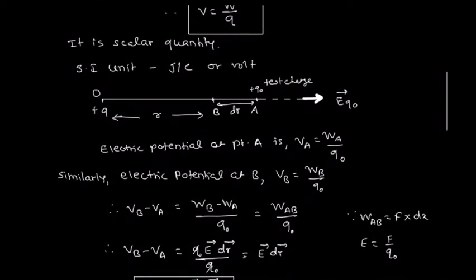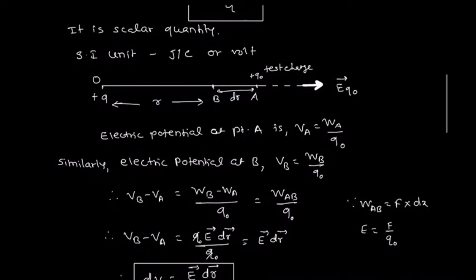Hence, VB minus VA represents the potential difference between the two points A and B. We call it a very small potential difference due to small displacement dr, that dV is equal to E into dr. Now, this is the simplified form of the equation. If we calculate the potential difference in a very small region where the two points are separated by the distance dr, then dV is equal to E into dr.